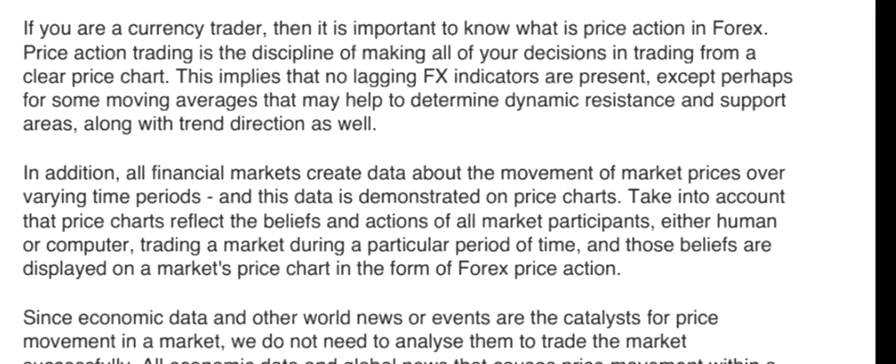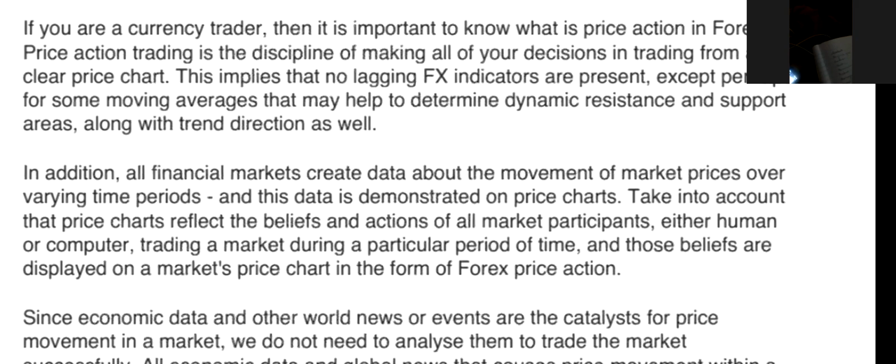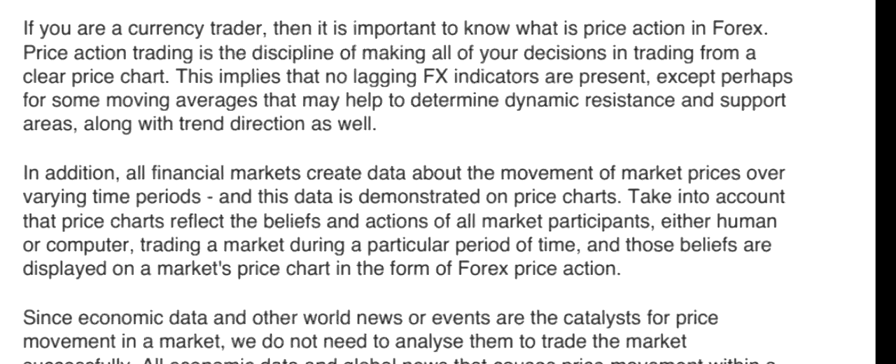Okay, then the first paragraph says, if you are a Forex trader, then it is important to know what is price action in Forex. Price action is the trading discipline of making all of your decisions in trading from a clear price chart.